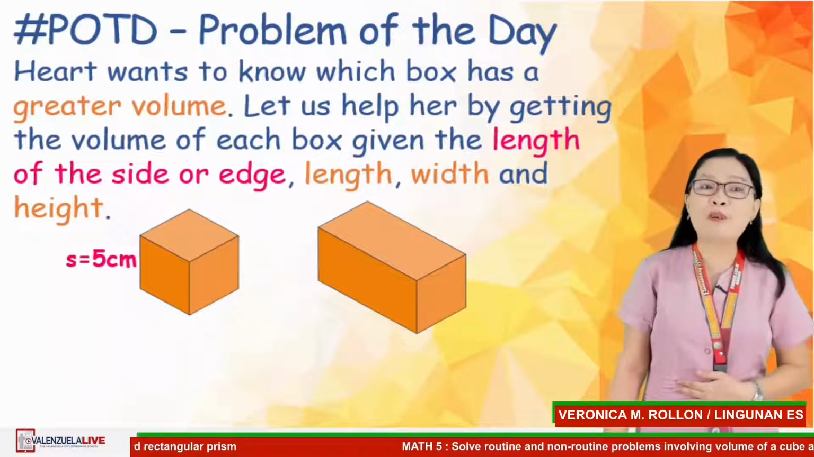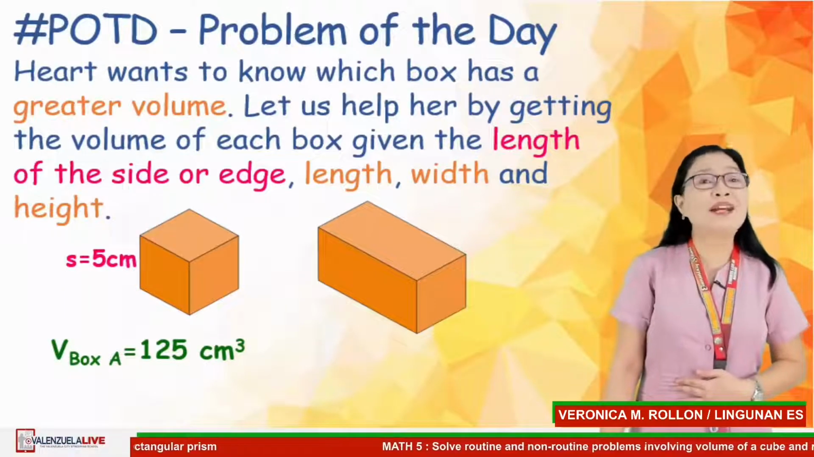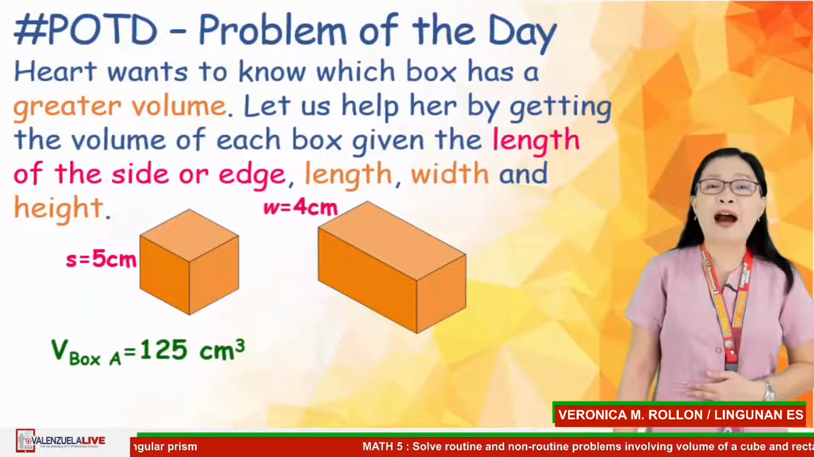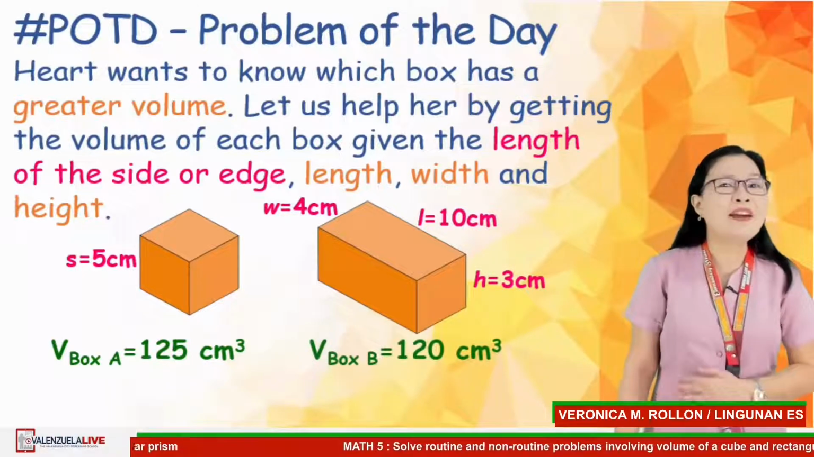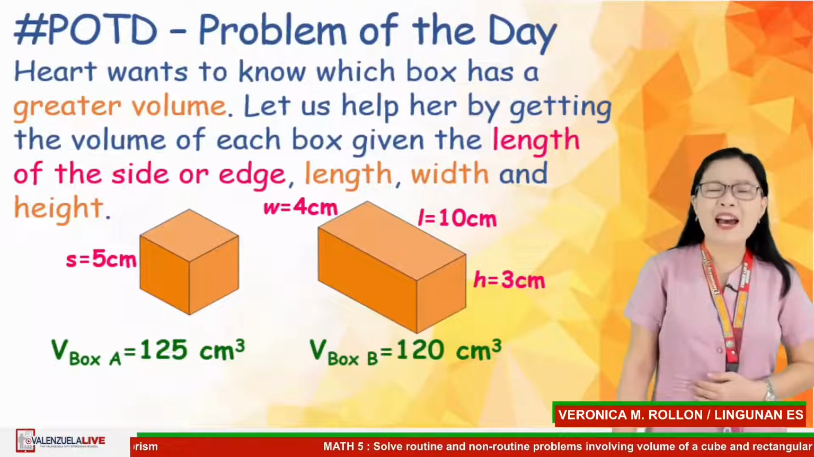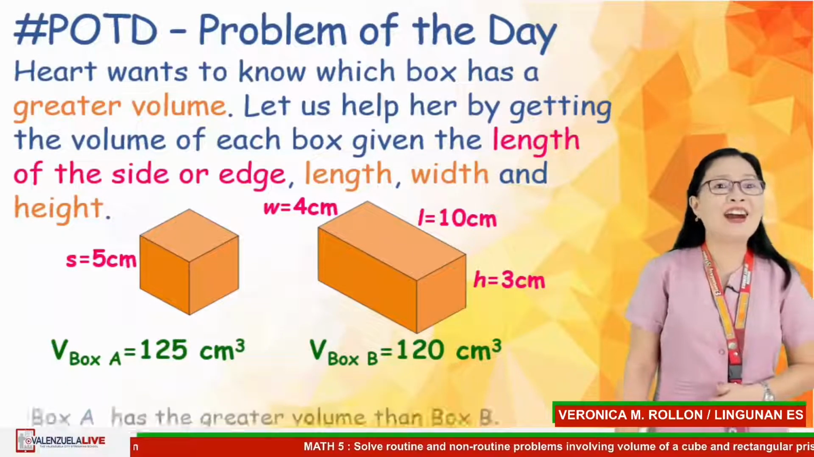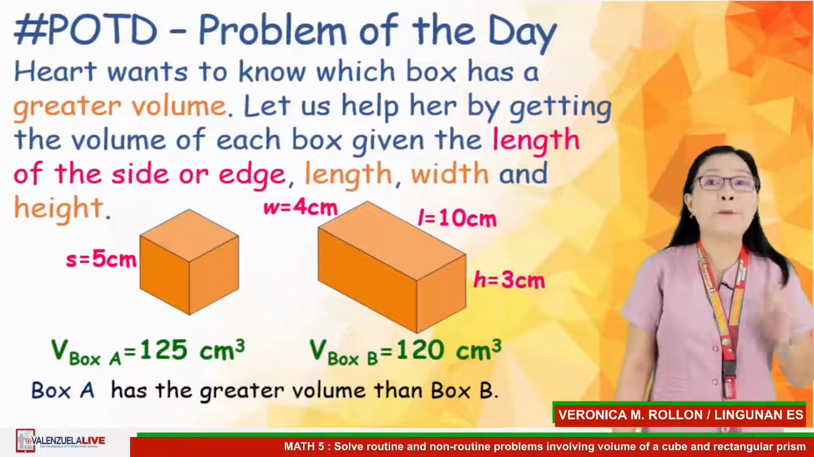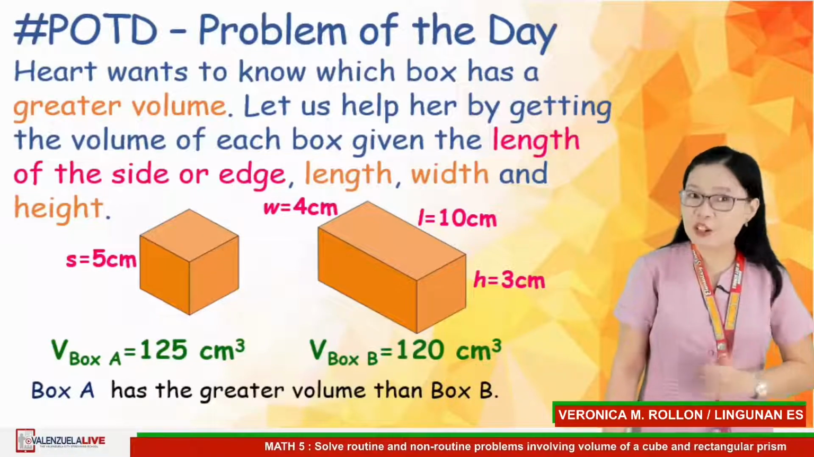Now, let us compare. For box A, the volume is 125 cubic centimeters. For box B, the volume is 120 cubic centimeters. Which box has a greater volume? Yes, you are right. Box A has the greater volume than box B. Did you get it? Did you understand?